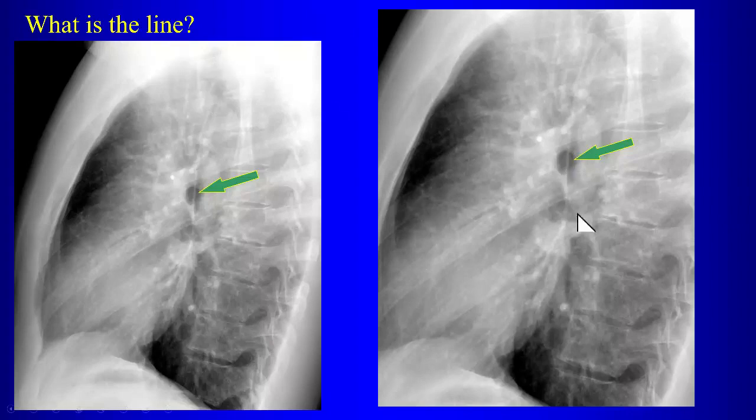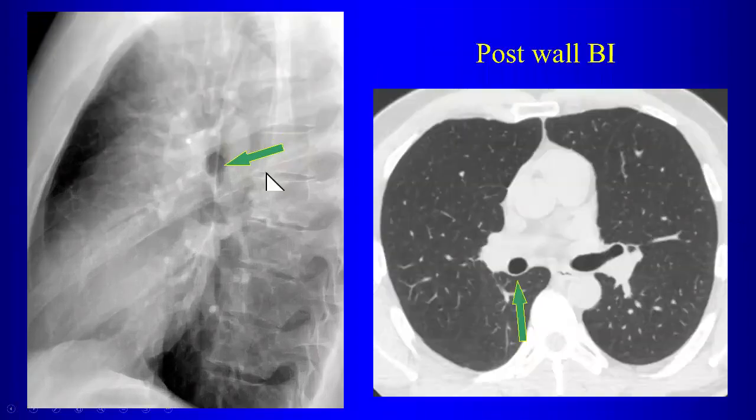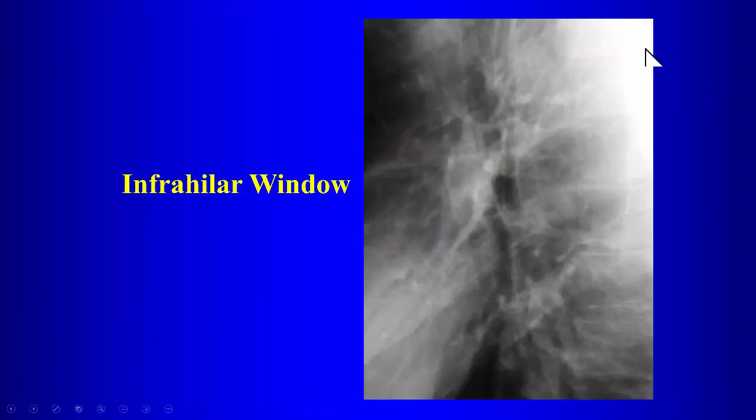The trachea is up higher. That's the posterior wall of the bronchus intermedius. On a well-taken lateral view, it will bisect the left upper lobe bronchus. We see that because there's air here in the lung, and then the posterior wall projects over the left upper lobe bronchus, and that's what we see on the lateral chest radiograph, the posterior wall of the bronchus intermedius.